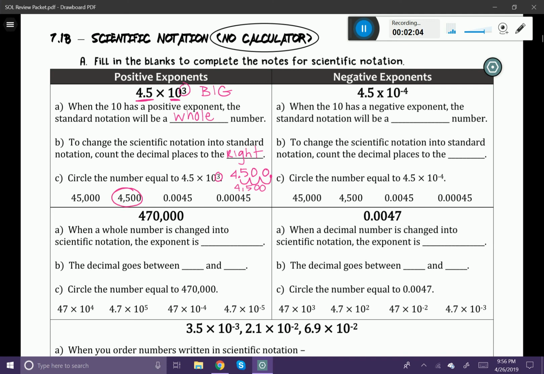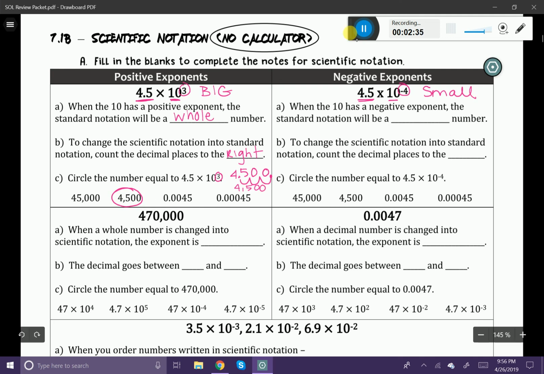Now let's just go ahead and look at the negative exponents. So let's go ahead on over to the right side here. We still have a base number of 4.5, and we still have times 10 to the, and then this time we have a negative exponent. When you have a negative exponent, that means that you have a very, very, very small number. If you remember correctly, we compared LeBron James's salary to Mr. Baldo's salary. So let's look at A.